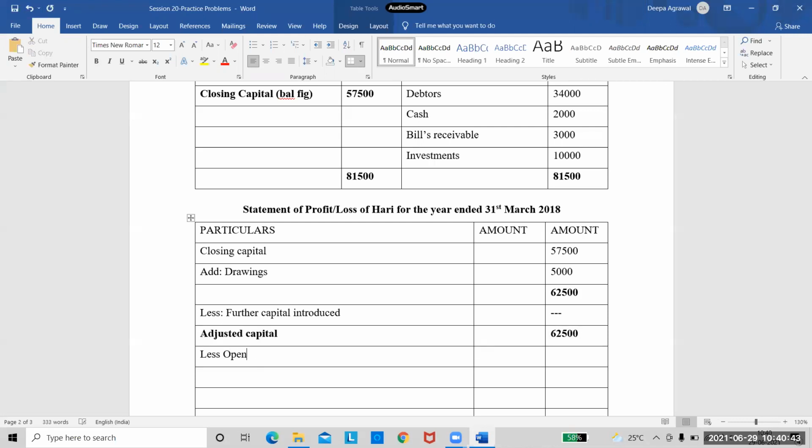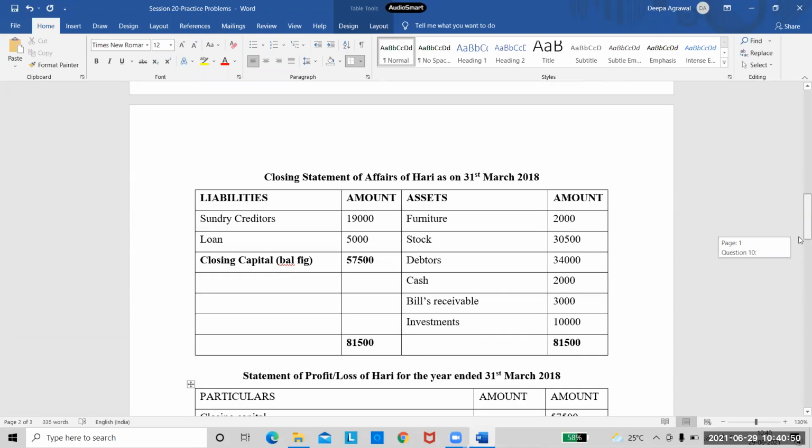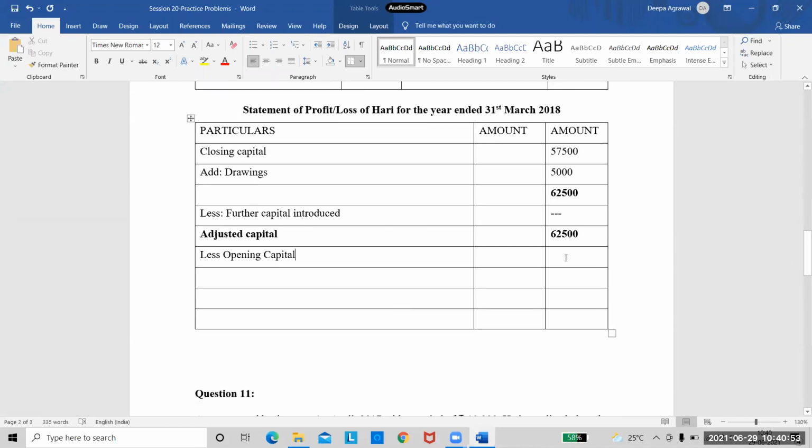Now I will deduct my opening capital from this. We have calculated opening capital is 35,000. So deduct 35,000 from this. You will get your profit before adjustments, because we also have adjustments in the problem. So this will be called profit before adjustments. And how much is our profit before adjustments? Calculate. 62,500 minus 35,000 gives us 27,500.